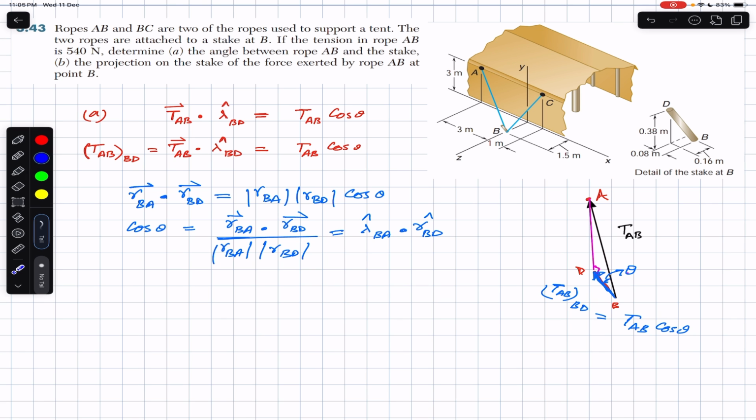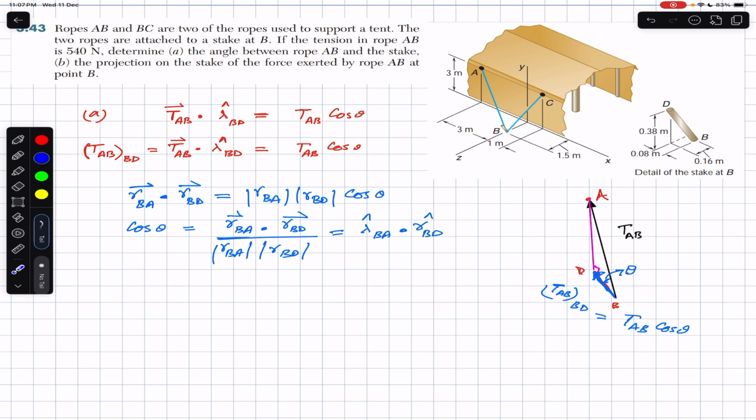So you can use this equation to find angle theta, or this equation, or this equation. All of these equations are almost the same. You must know that since we want to find the angle at B, we must take the dot product of TBA with this, right?